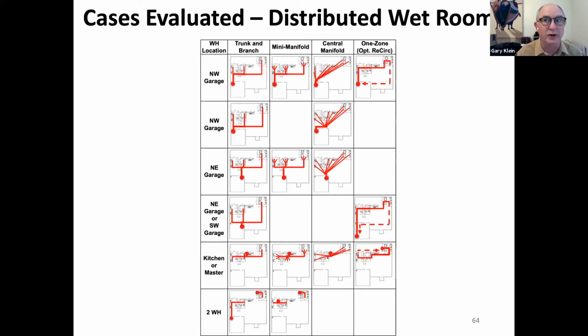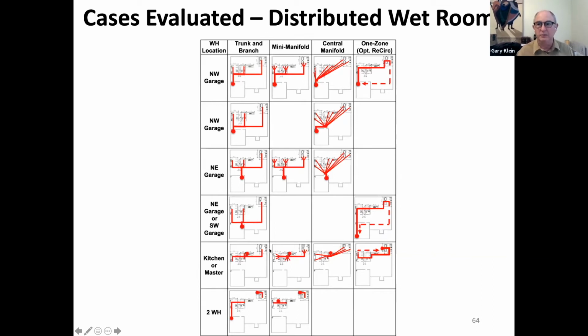All right, so now what did we do? These are diagrams showing you this, the way it looks without showing you all the detail of each measurement. And we analyzed all of these cases. And this is the base case that we analyzed. Then we put mini manifolds, and we tried home run manifolds, and we tried one zone plumbing with an optional recirc. We never analyzed the recirc case. And we showed you where you could move the water heater, you could change different types, you could do a whole bunch of things. All of these had been built in California and around the country.